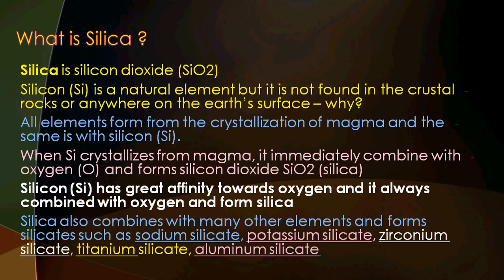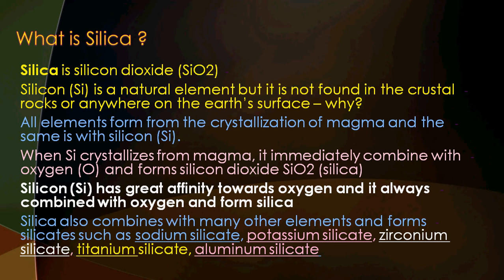All elements form from the crystallization of magma. What is magma? Magma is that lava which is inside the earth and which crystallizes and forms new minerals and rocks. When it comes out on the surface of the earth, it is called lava. So, all elements form from the crystallization of magma, and the same is with the silicon.